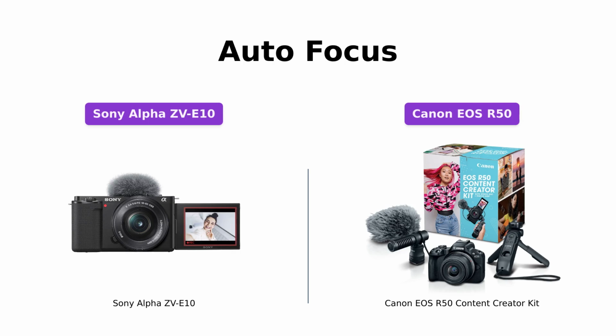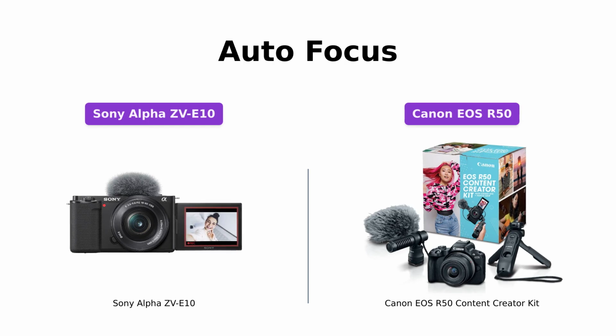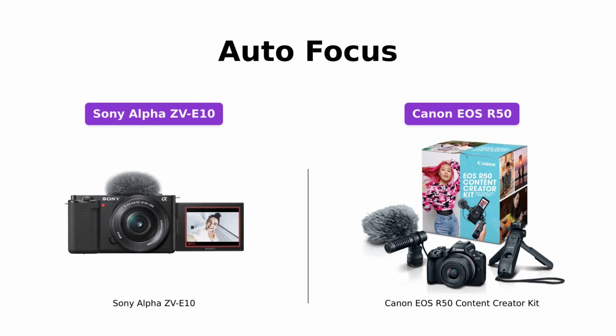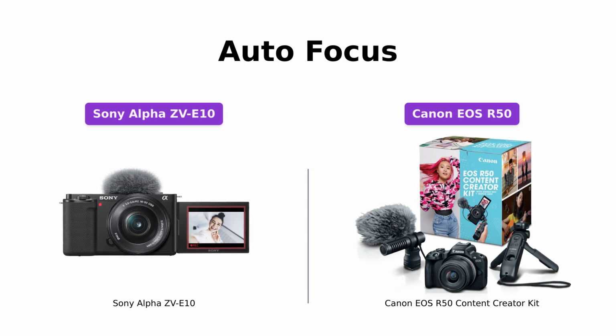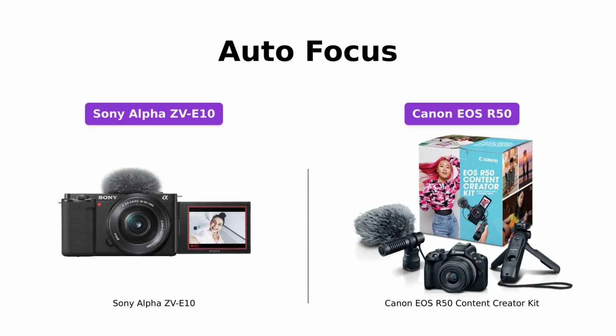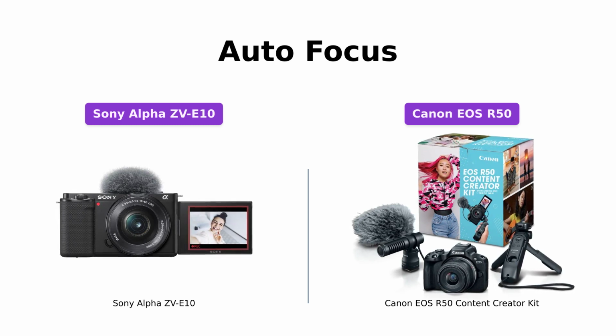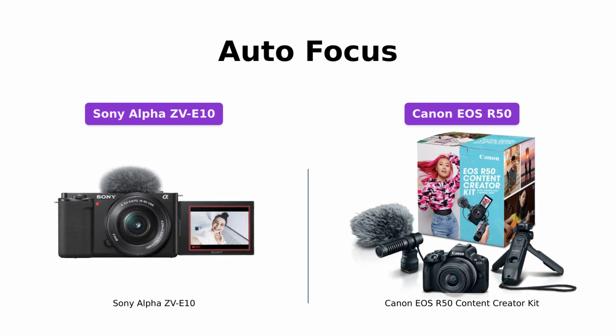When it comes to autofocus, both cameras excel. The Sony Alpha ZV-E10 features the product showcase setting, which transitions focus smoothly from face to object, making it great for showcasing products. The Canon EOS R50 Content Creator Kit incorporates Dual Pixel CMOS AF with 651 AF zones and auto subject detection, including people, animals, and vehicles. This advanced autofocus system ensures your subjects are always in sharp focus.